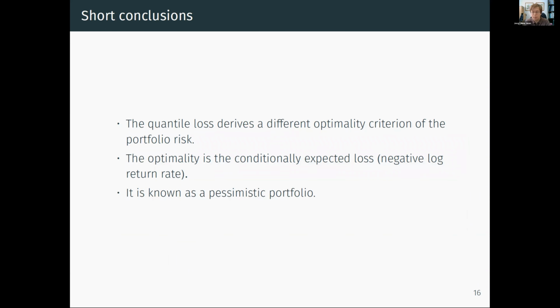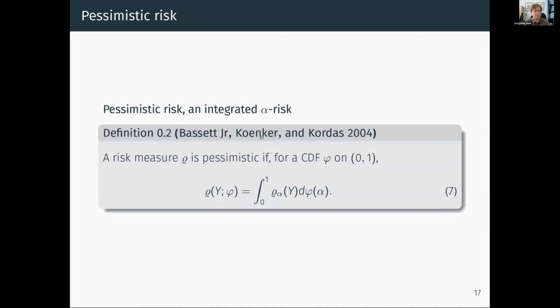So we have 3 short conclusions. The quantile loss derives a different optimality criterion of the portfolio risk. And the second is the optimality is the conditionally expected loss, that is, the conditionally negative low return rate, and it is known as a pessimistic portfolio. Then the pessimistic portfolio is generalized by a defined base set. It's a more general formulation.